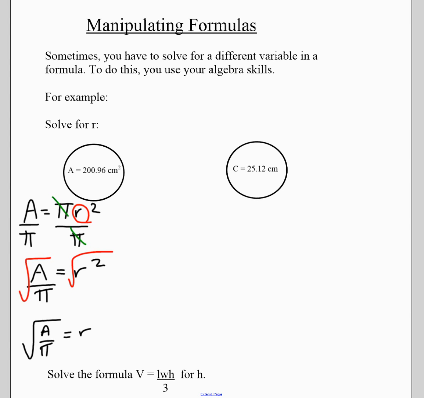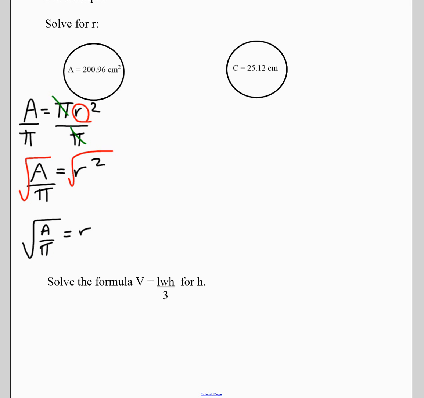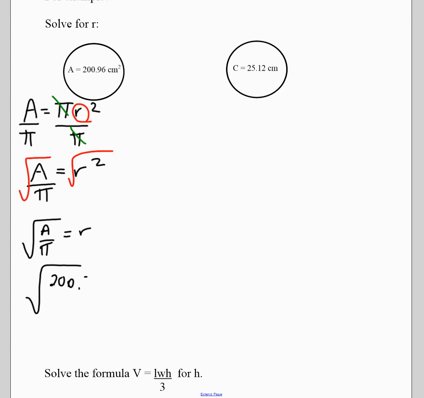And so now all I need to do, I still need to give myself a little bit more space. So what I need to do now is I can substitute in what the area is. So if I do the square root of 200.96 divided by pi, I'm going to get the radius. When I punch that into my calculator, I get 8. And so that means that the radius is equal to 8 centimeters.